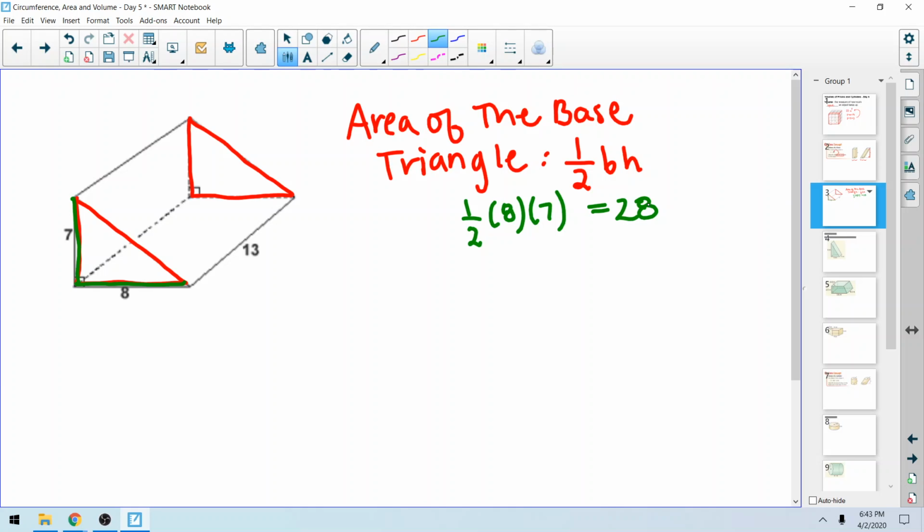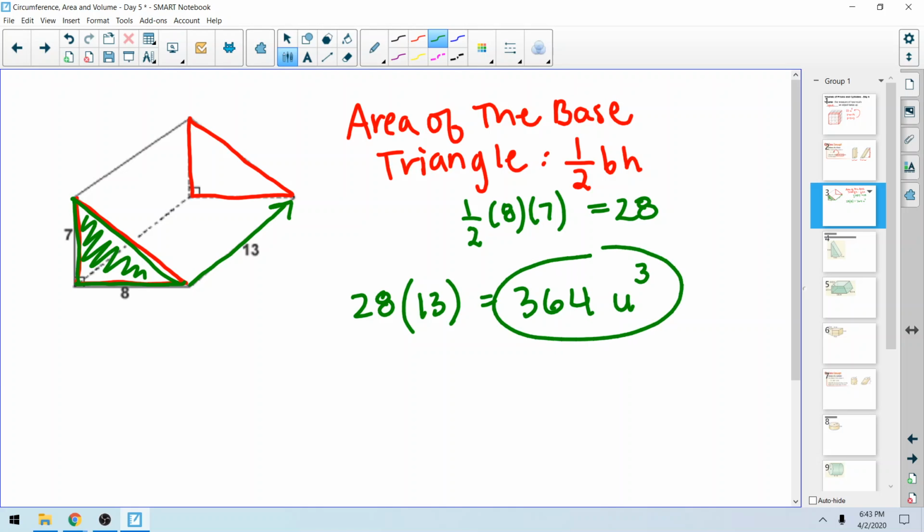So the volume of the prism is the area of the base times the height. And keep in mind, you just want one of them, not both of them. So we found the area of the base, that's 28, and then what you're going to do is take that triangle and expand it the whole way up, the whole way up the side, which is 13. So area of the base times the height. So we're going to take 28 times 13, which is 364 units cubed. And that's your volume.